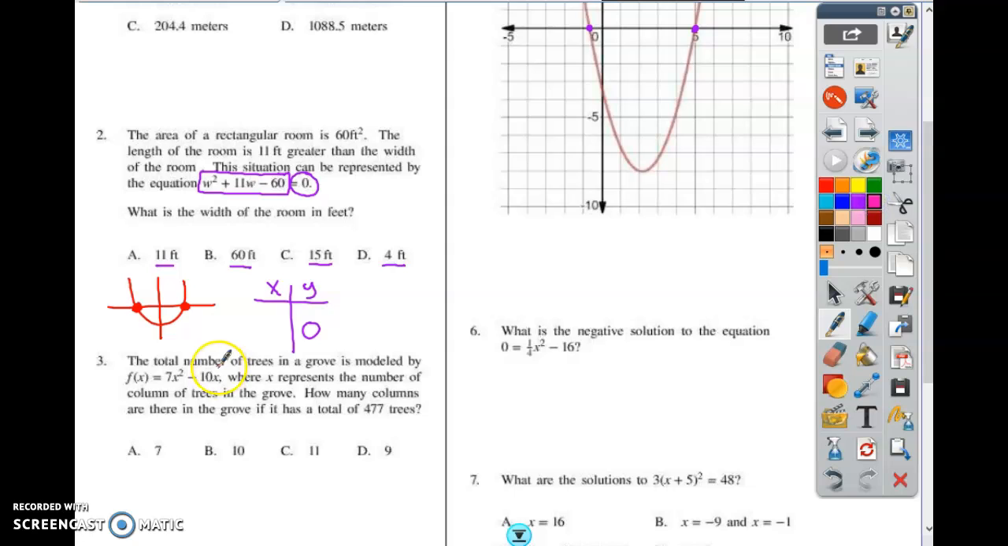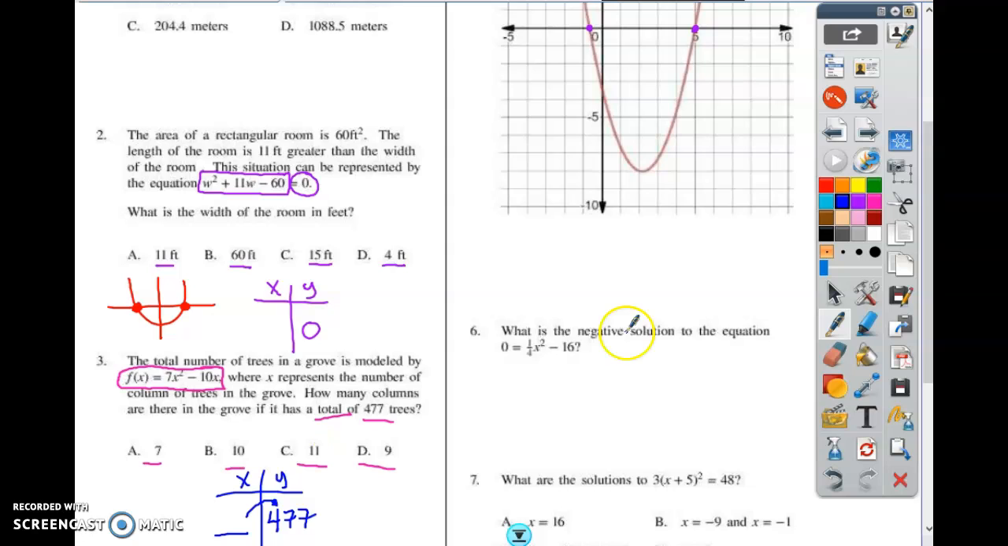Problem 3, same thing. They give you an equation, but now they want to know which one gives you a total of 477. So which one of these gives you a total of 477? That doesn't mean you're typing 477 on the X. That means that on your table, it's going to look like this. Okay? Which one gives you that? ¿Cuál te da 477? So you can type all the answer choices and figure it out.